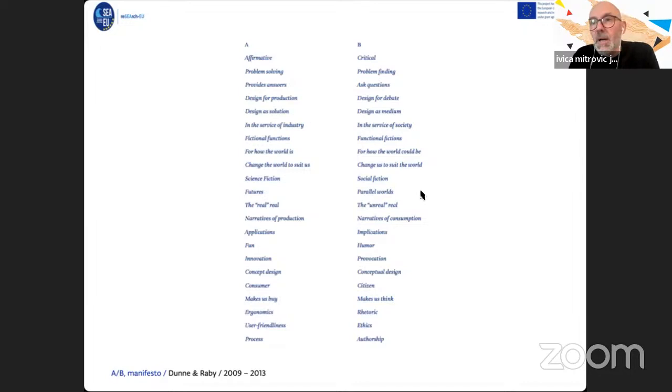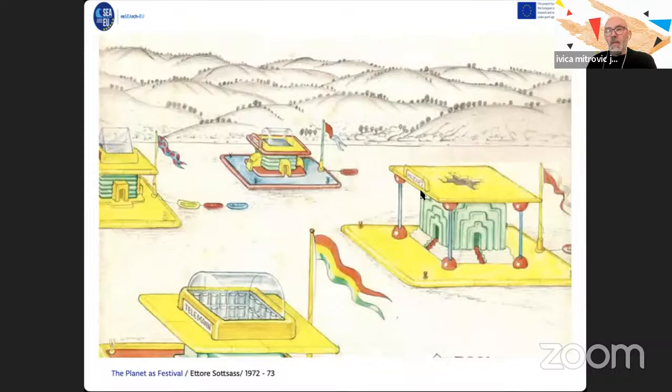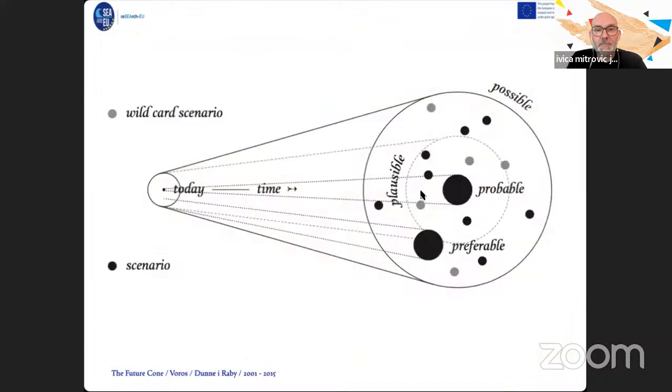But if you go even more into the past, one of the main references is Italian radical practice from the 60s and 70s of the last century, which confronted high modernism, the dominant ideology at that time, by focusing on social issues and rethinking the profession. And speculative practice is dealing with the notion of what is preferable future and for whom is it preferable.